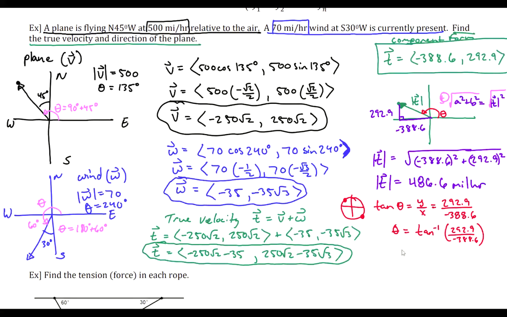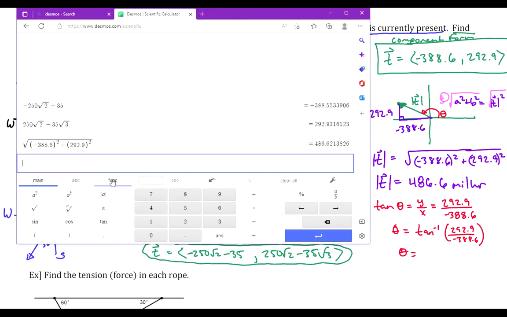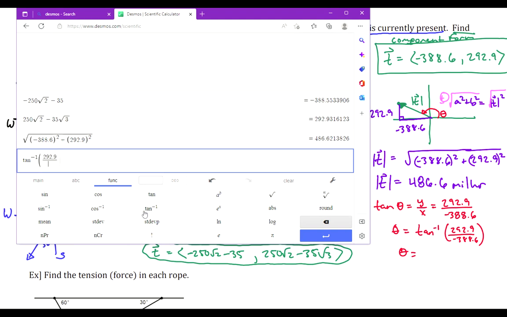All right, so when we plug this in, back to the calculator. Okay, so I've got my tangent of theta. Let me hit enter. Okay, so I need my second. There's tangent inverse, and it's in degrees already. So we'll plug in 292.9 divided by negative 388.6. And we get negative, we'll just say negative 37 since the 0.00 there. Okay, so negative 37 degrees.